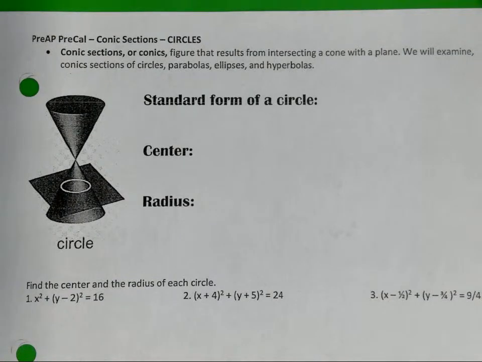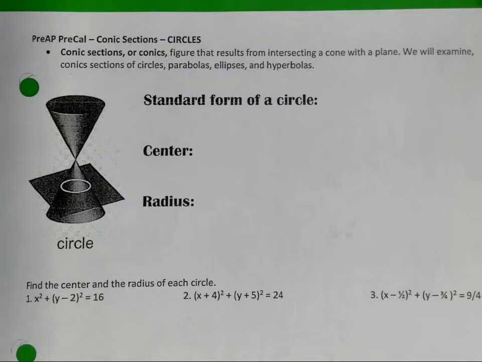Alright, so in this part it talks about conic sections. Conic sections, known as conics, are figures that result from intersecting a cone with a plane. You see when you slice it you get a circle there. That's known as a conic section.